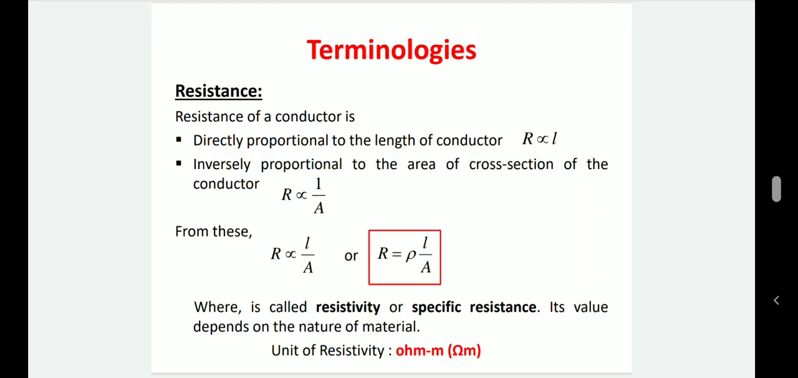Okay, so from these two points we can write R is proportional to L by A, because length is directly related and area of cross section is inversely related. So R is proportional to L by A. Or proportionality can be replaced with a proportionality constant rho. R is equal to rho L by A, where the constant rho is called resistivity or specific resistance.